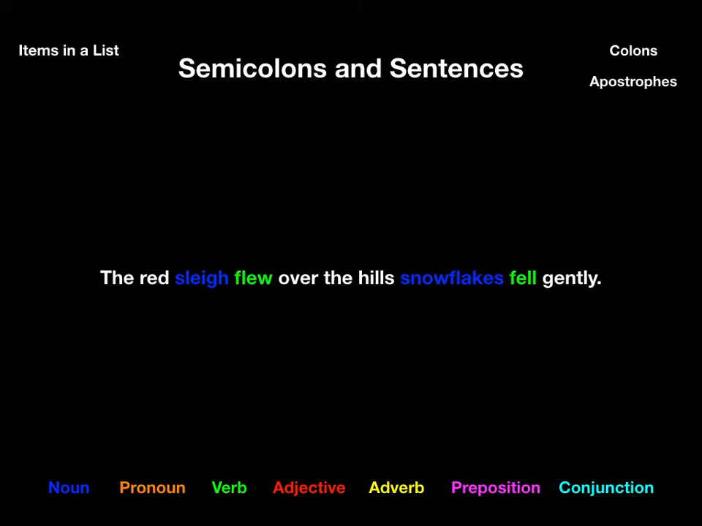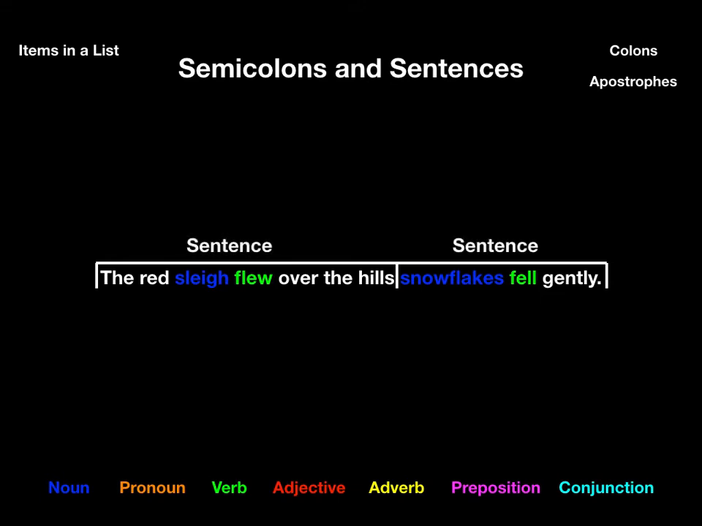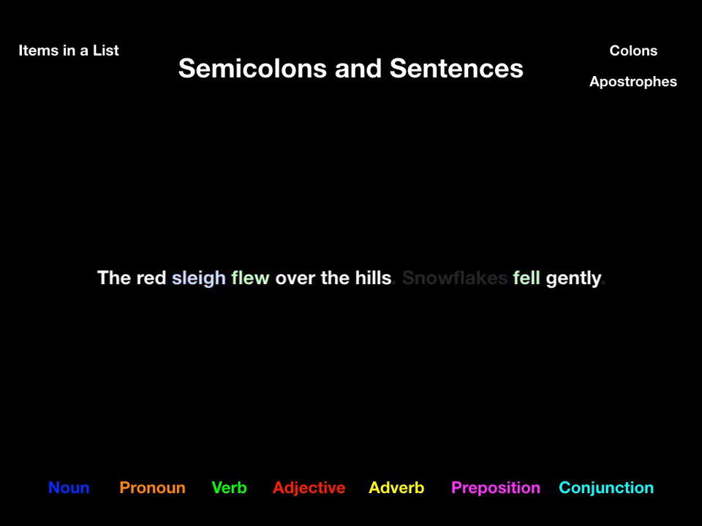In order to illustrate this, let's separate our subjects and our verbs into two separate sentences. The red sleigh flew over the hills is a complete sentence. Snowflakes fell gently is also a complete sentence. So here we have two sentences that are adjacent. However, if we have two complete sentences with no punctuation between them, we have a grammatical error. There are a number of ways that we can fix this grammatical error.